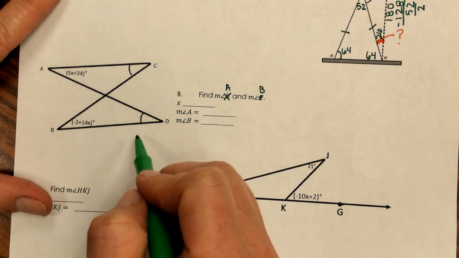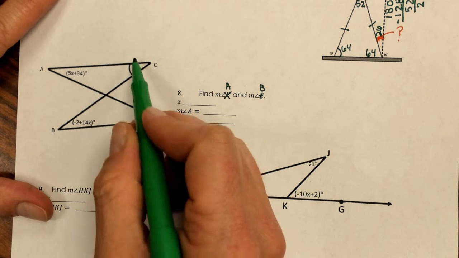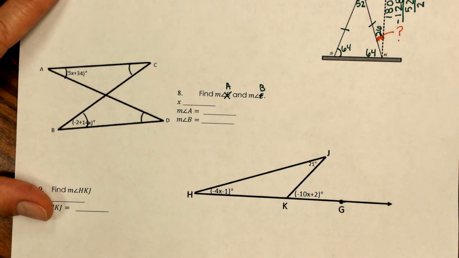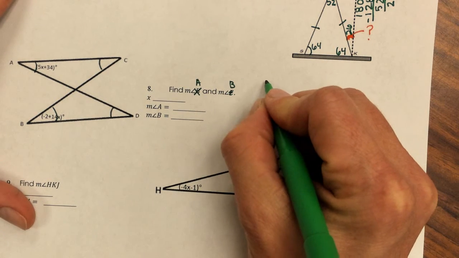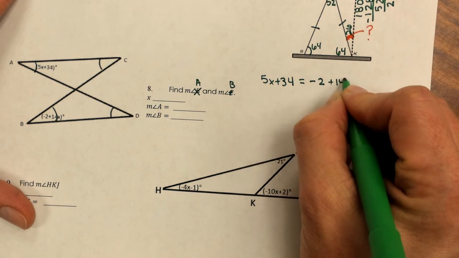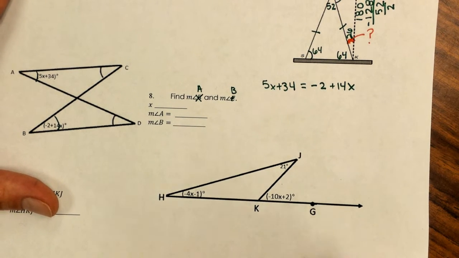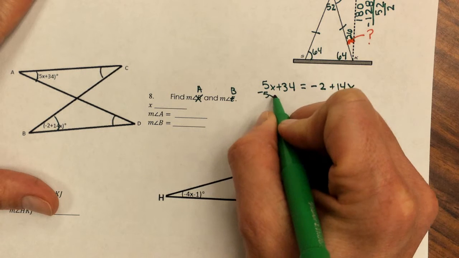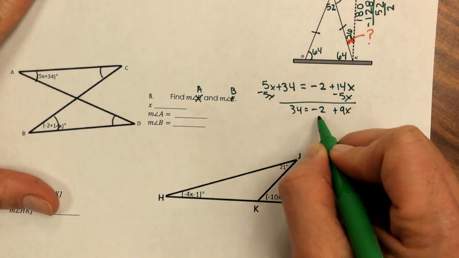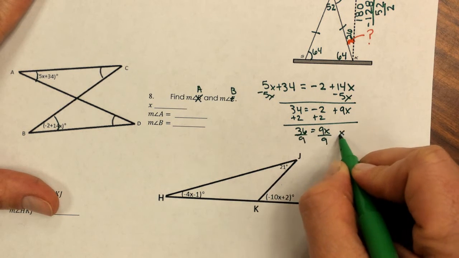So we have this shape, and we're going to assume that these are equal. It tells you that these are equal, and we're going to assume that these two are equal, although not a lot of information. So assuming they're equal, we have 5x plus 34 is equal to negative 2 plus 14x. All right, and there are degree signs on here, but I'm not going to include that. So we just need to combine like terms. I'm going to subtract 5x, subtract 5x. I get 34 is equal to negative 2 plus 9x. I'm going to add 2, and I get 36 equals 9x. Divide by 9, and x equals 4.